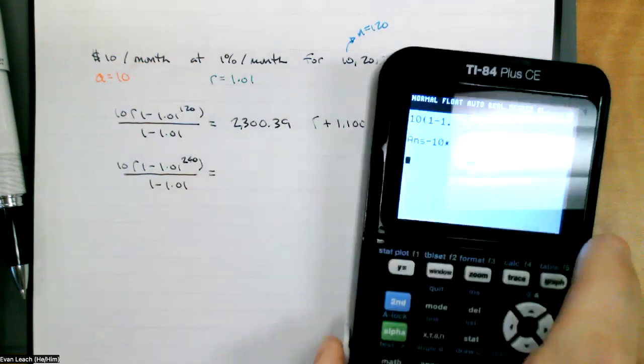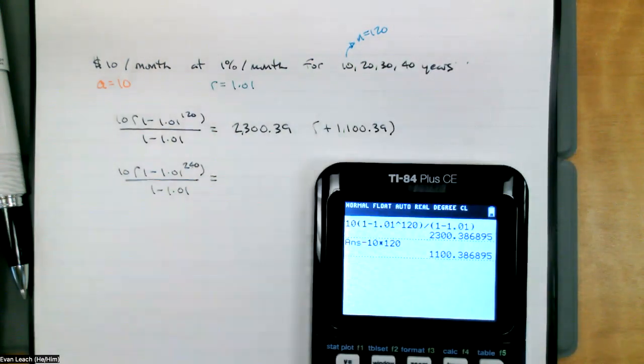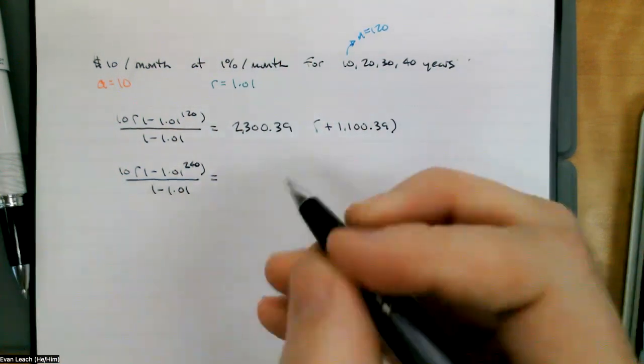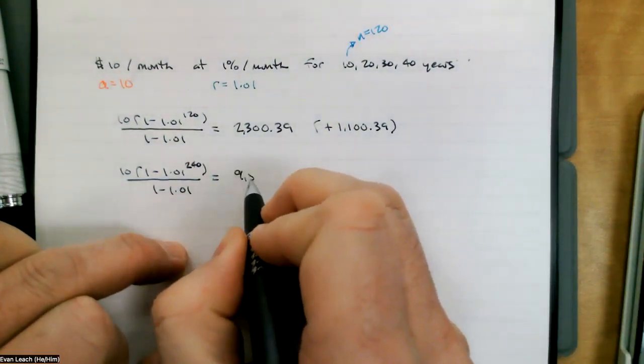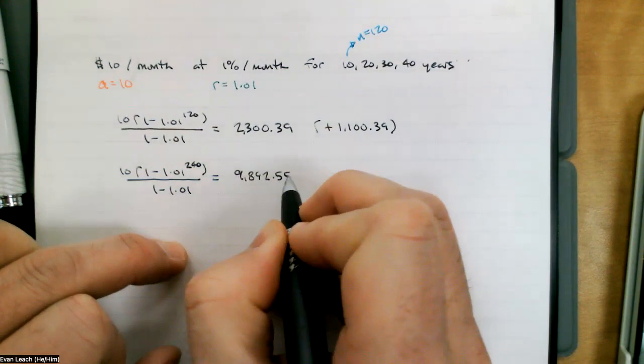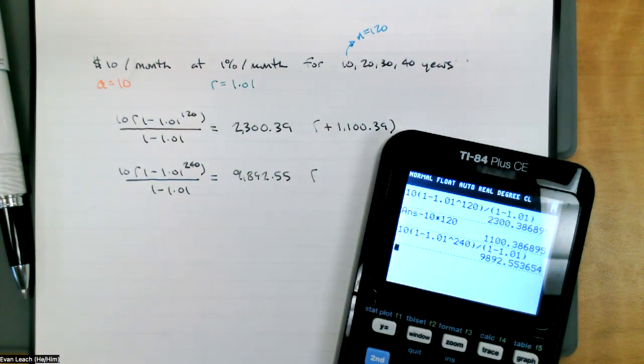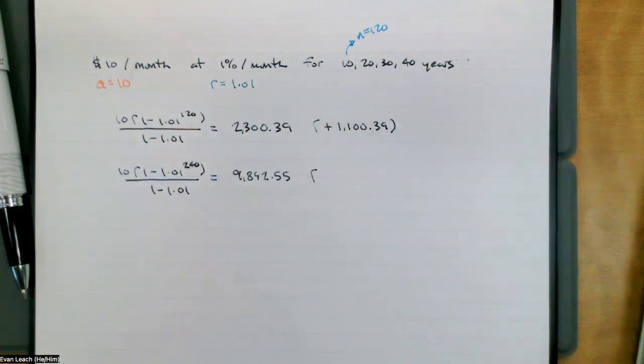Let's do this for 20 years. So it'd be like retiring at 60 and starting at 40. This is also not going to be very good. We just have to change the 120 to 240. 98, 92, 55. So this is the total. This includes all the stuff that we put in, and we've put in $10 240 times. So that's a plus of 74.92.55.